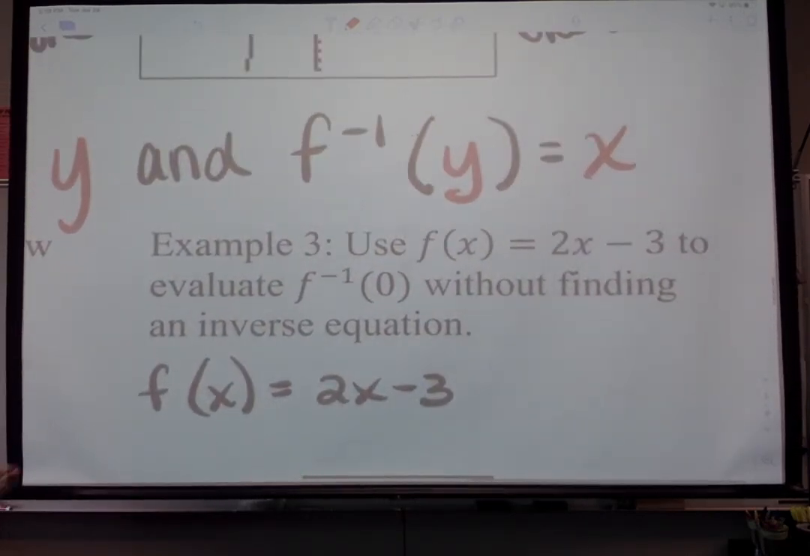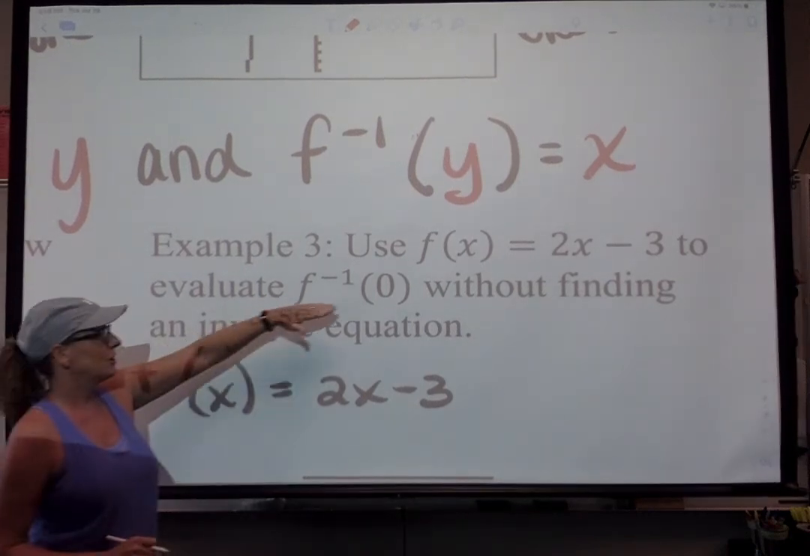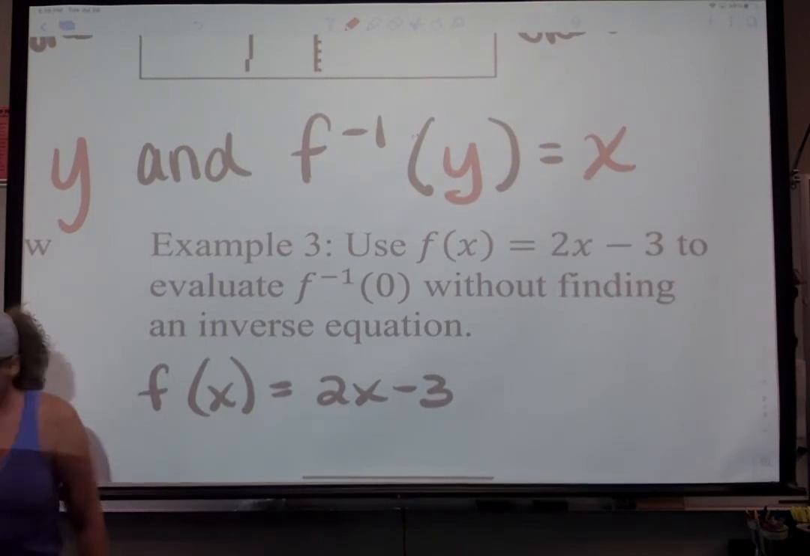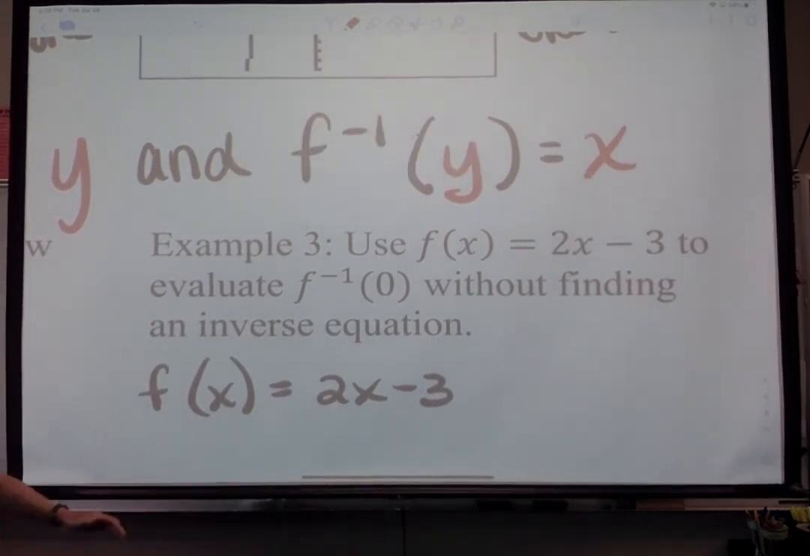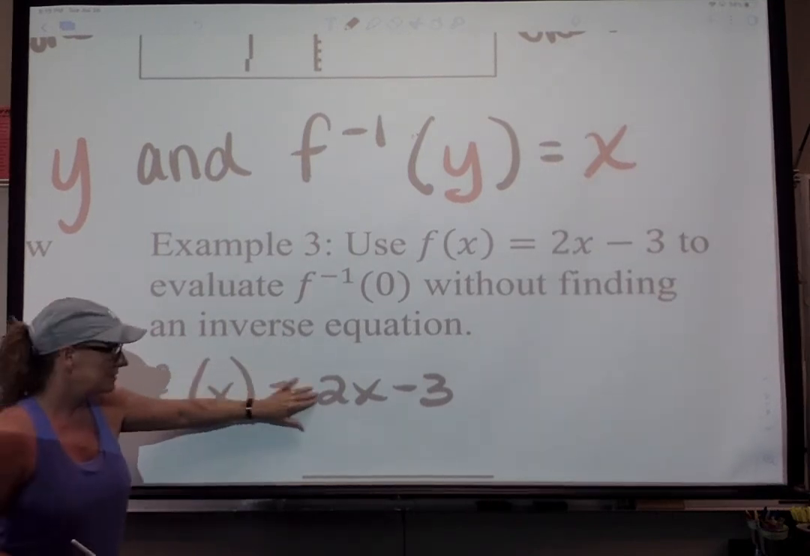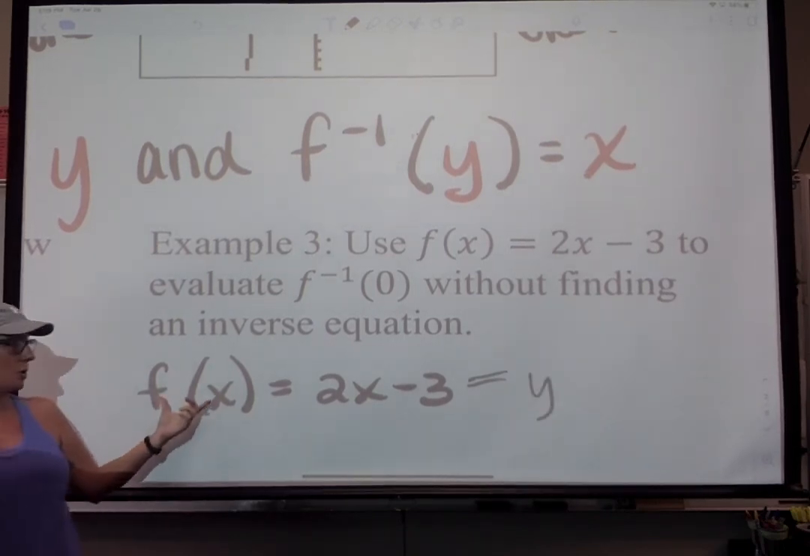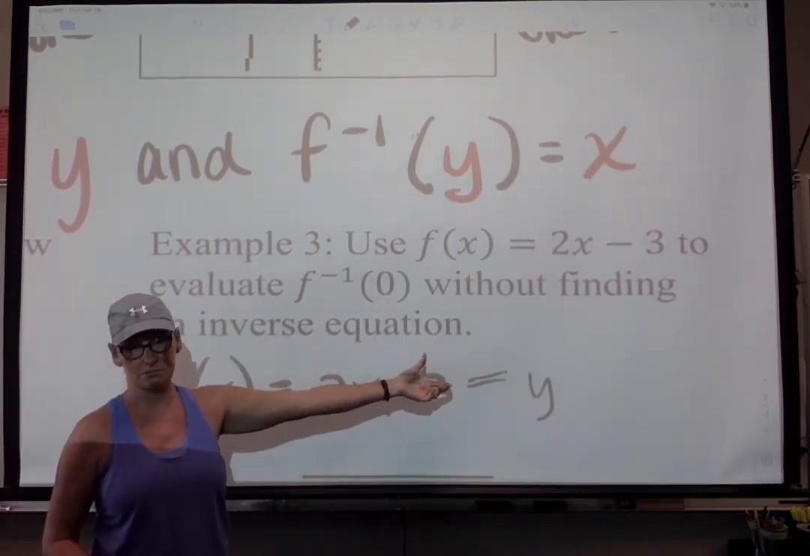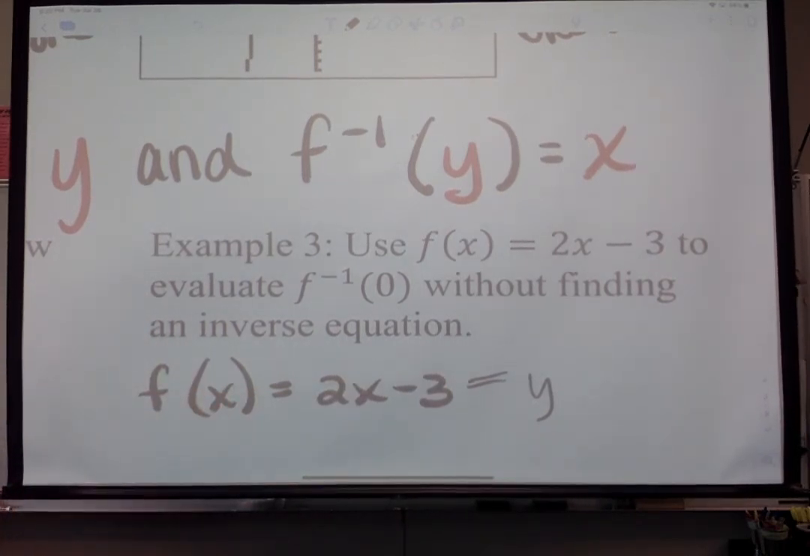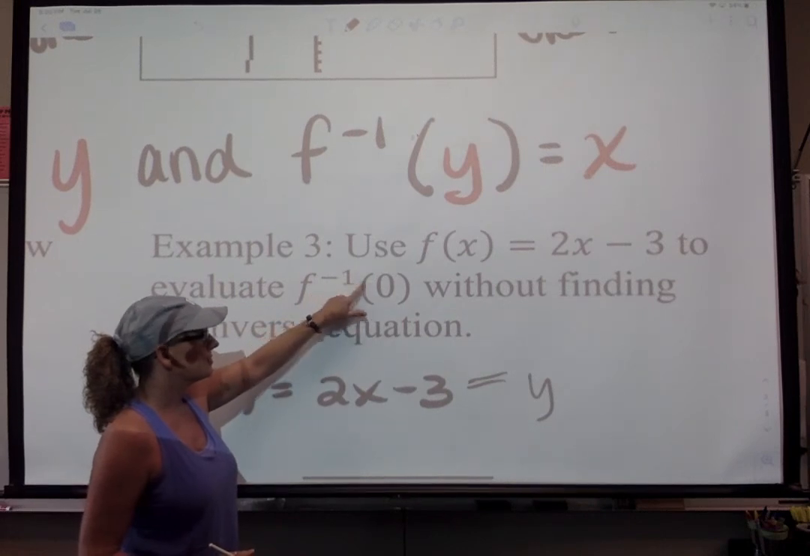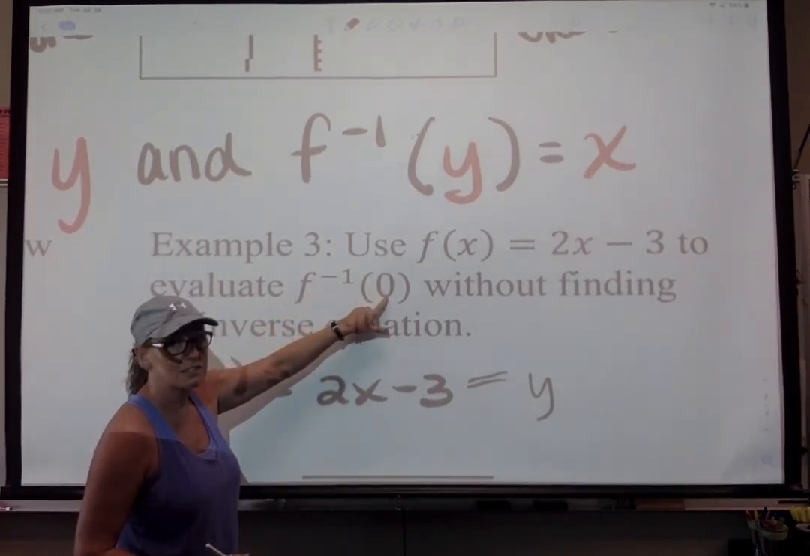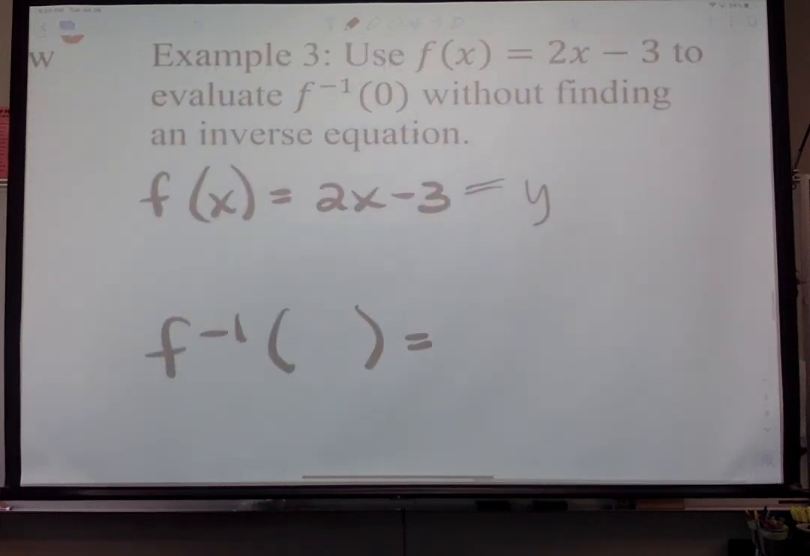Last one. Use this f to figure out f inverse of 0. Okay, I need to make sure you understand what this is. This is f of x equals 2x minus 3, right? This is y. You all can call this f of x or you can call it y. If I'm looking at f inverse, what's this? This is a y. I'm looking at f inverse. That's a y. That's an x on regular f.